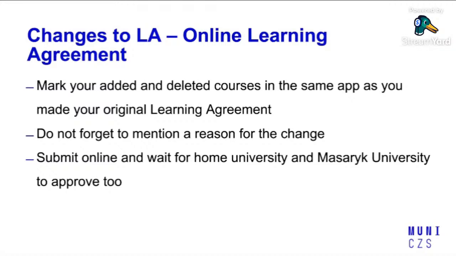Making changes to your online learning agreements is quite simple. You will just add and delete courses in the same app as you used for your original one. Do not forget to mention a reason for the change. Once you are done, you submit it online and wait for the approval of your home university and Masaryk University as well. The procedure is quite simple and quick. Also, you should be able to see the progress in the application, and if you open your online application in ISOIS, you will see whether we have already received the learning agreement and whether it has already been approved by your departmental coordinator at Masaryk University or not.